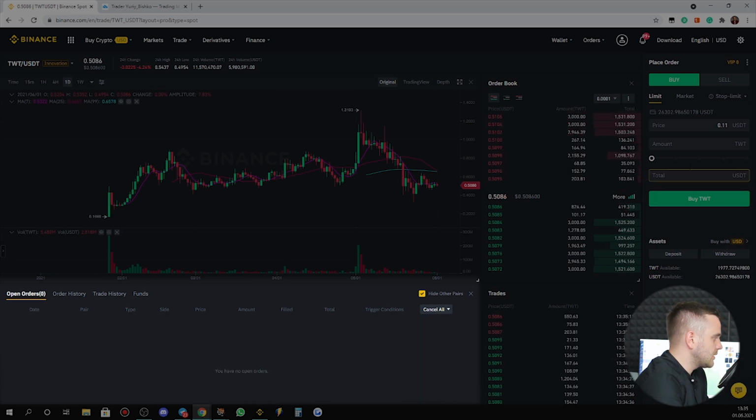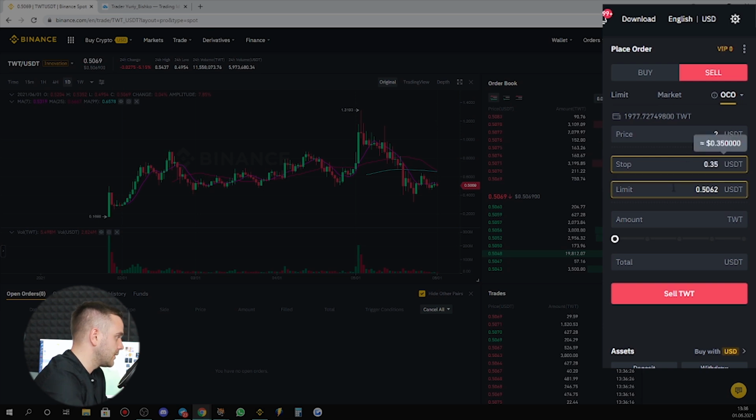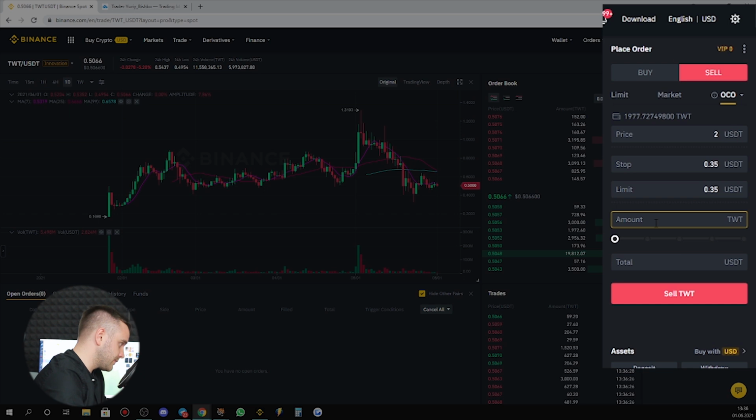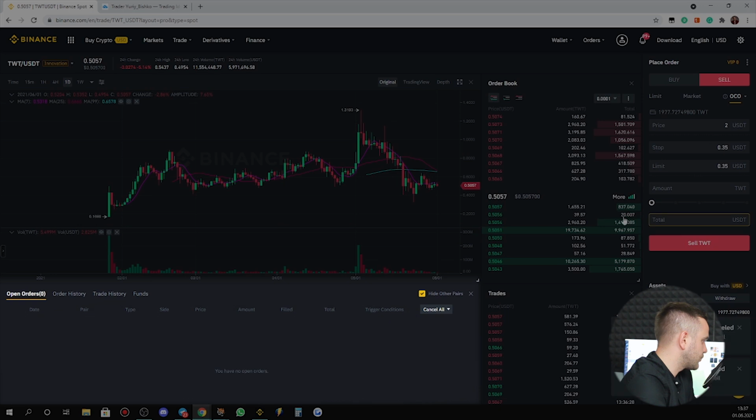To close it, it's simple: cancel. Another one: if you bought and want to set a stop loss, you need to open this OCO. First, as you can see, take profit at 2 USD, stop at 0.35, limit 0.35, and amount 50 TVT, and sell TVT. Take a look here, we have the conditions: limit maker, TVT stop loss limit. If the price drops to 35 cents, we have the stop loss at that number and we would sell everything at that number. I take profit at 2 USD, and here you can see the total amount of coins that we would gain if the take profit is reached. After that, you can cancel all of them, and that's all. It's really simple to cancel it.